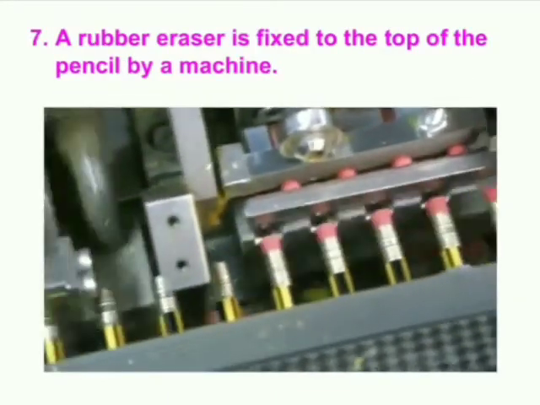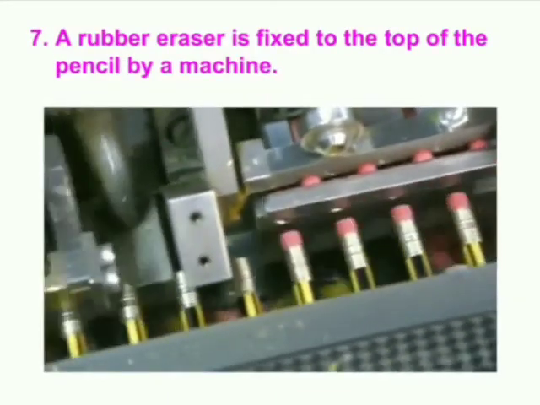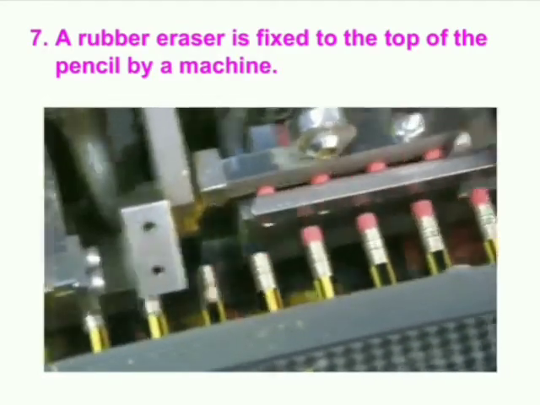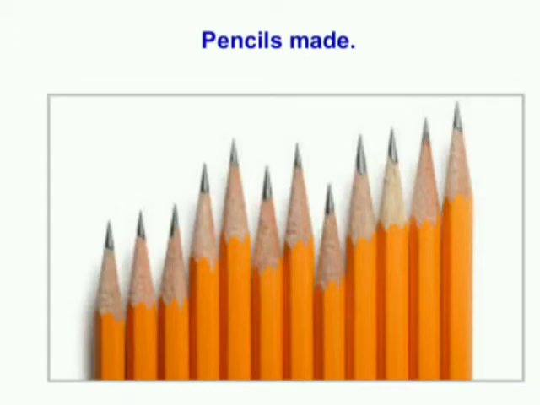Now, in some pencils, we see an eraser is attached. You can see here how a rubber eraser is fixed to the top of the pencil by a machine. And then finally a pencil is made. Now we know, students, that making of a pencil is such a long process. Like this, every object made by humans that we see around us goes through such different processes. Now let's move on to our second question.